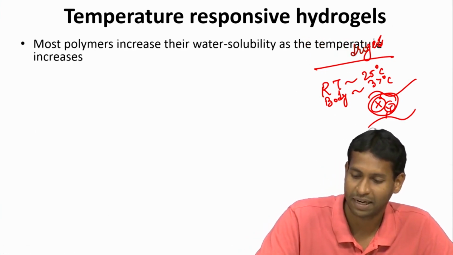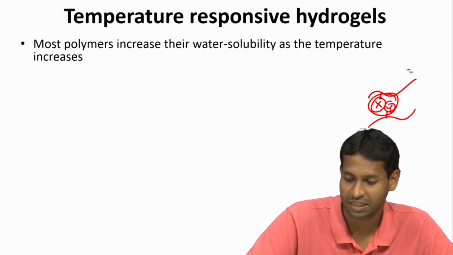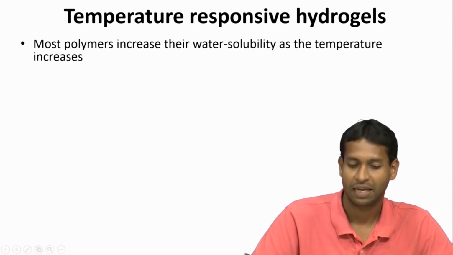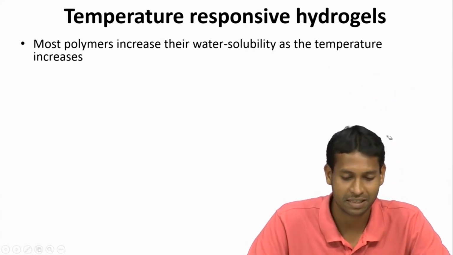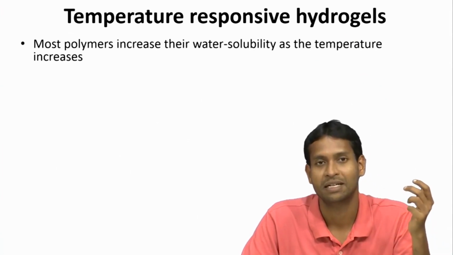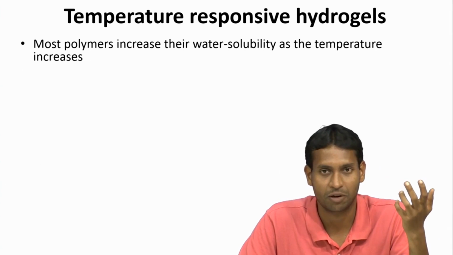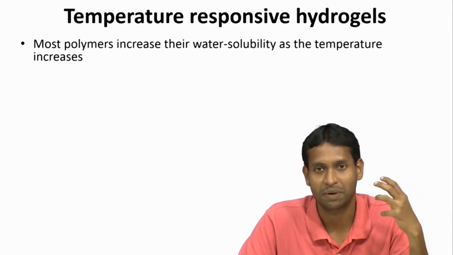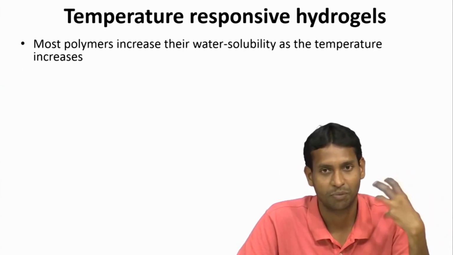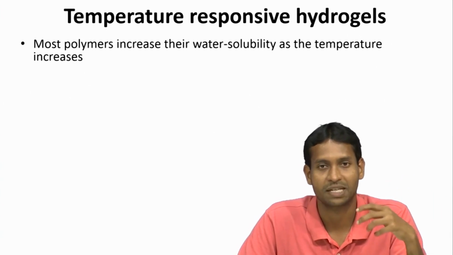But we will look at another property that is used in the literature. Before we go into that, I will just give you a brief overview. Most polymers will actually increase their water solubility as the temperature increases. That is fairly obvious, right? If you heat something up, it tends to become more soluble, you give it more energy, and it tends to interact more with the surroundings.